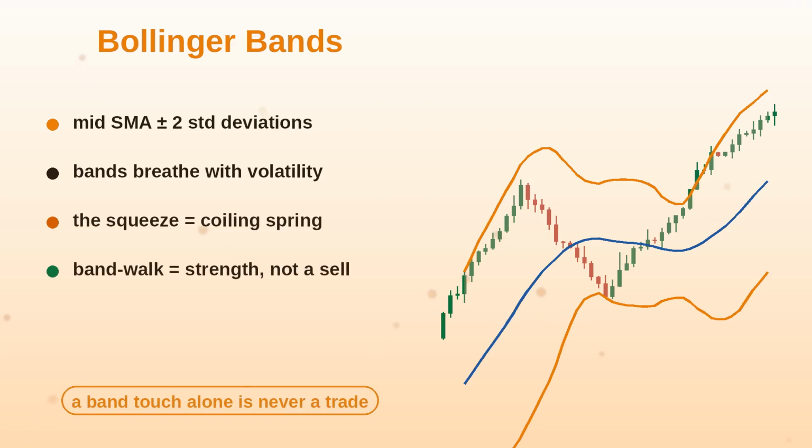In a strong trend, price can walk along the upper band for days. That's strength, not a sell signal. And touching a band alone is never a trade, it's context, not a trigger.